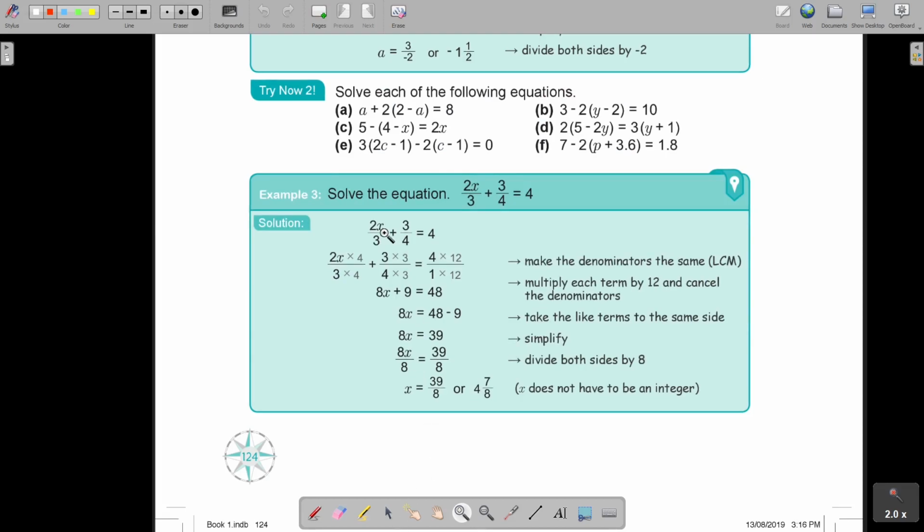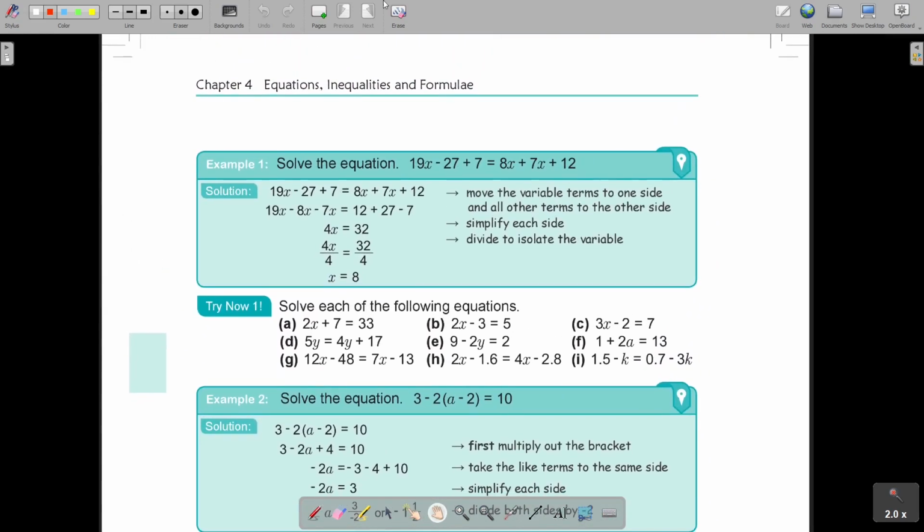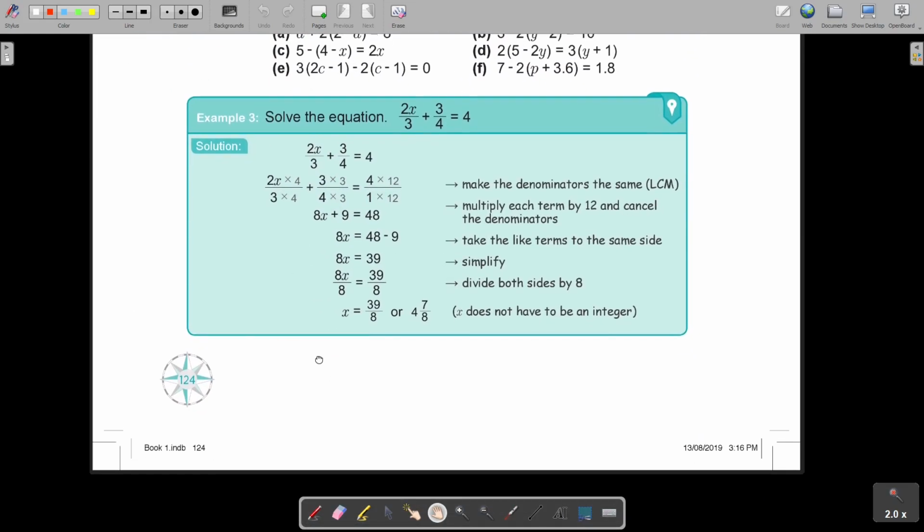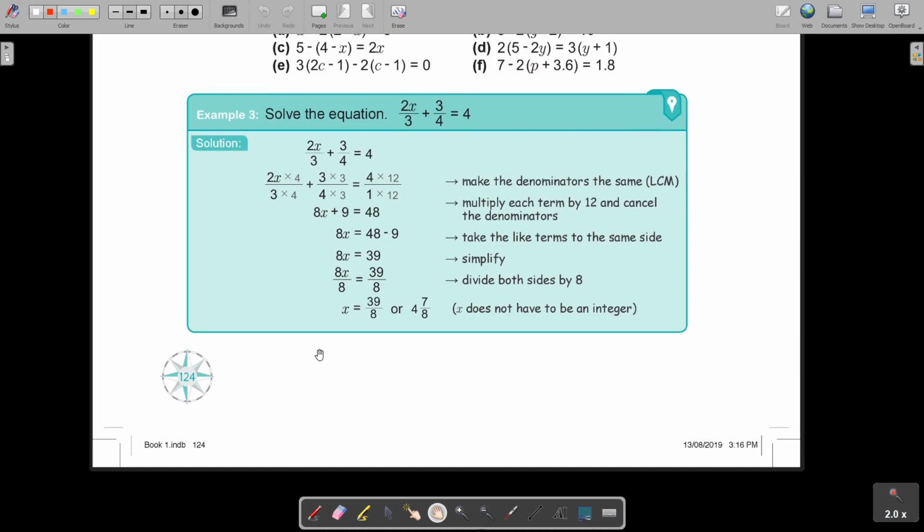And again, because this is equations, it's still in chapter 4. And you can also see here, chapter 4, equations, inequalities, formulas, but we are at equations. Okay, so this is now a bit more difficult one than the one they asked you before. It's fractions and it's equations. So what you must first do is you must just get rid of the fractions.